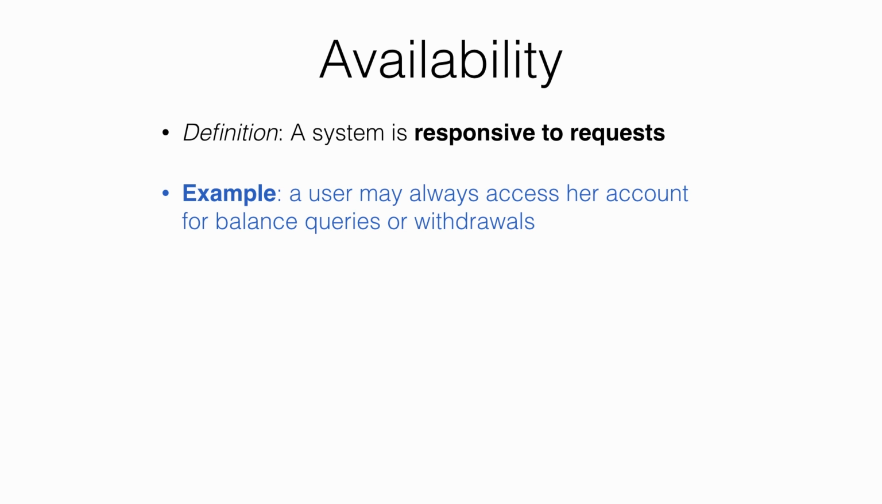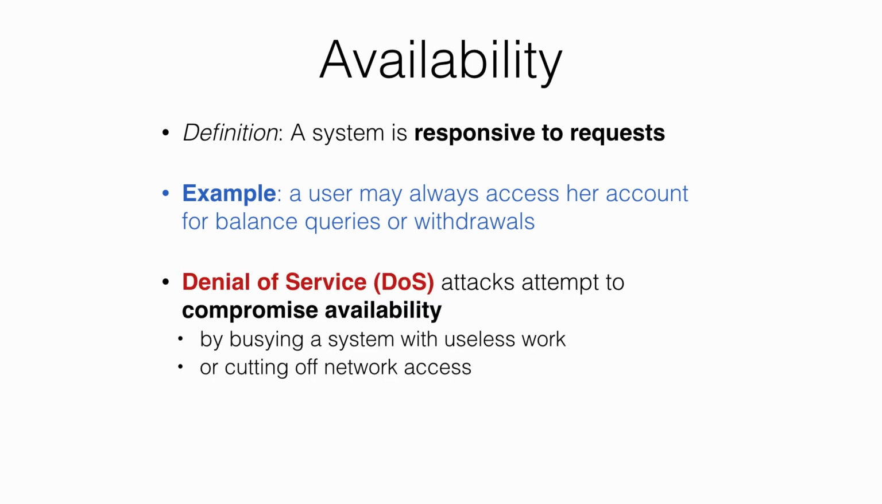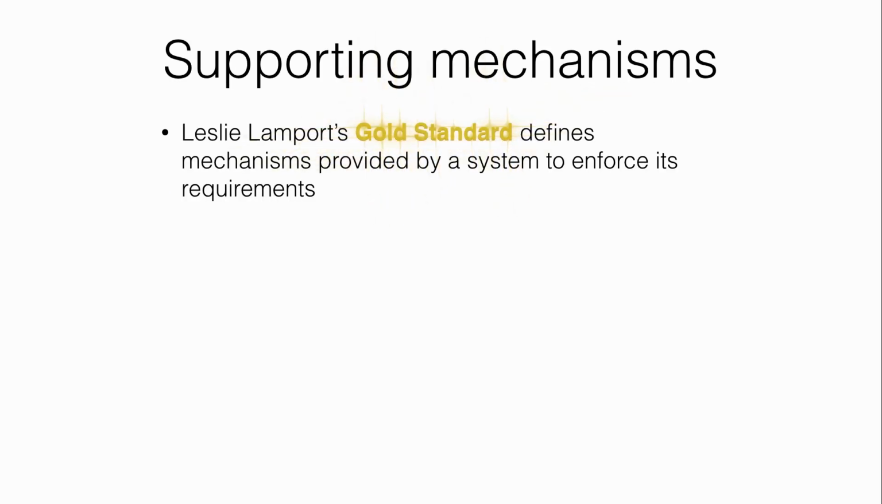The third sort of security policy we'll consider is availability. In this case, availability means that the system is responsive to requests made to it. For example, we may want a user to always be able to access her account balance for queries and withdrawals. We do not, on the other hand, want a denial of service to be able to take place. In this case, an attacker is able to overwhelm a site with useless requests and thereby prevent the site from servicing the reasonable ones. Another way of having a denial of service attack is simply to cut off access via the network to the site.